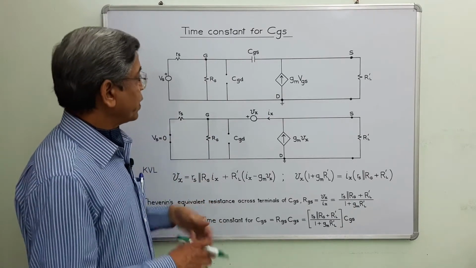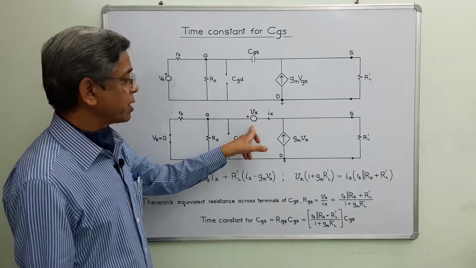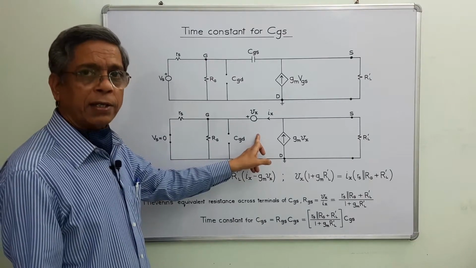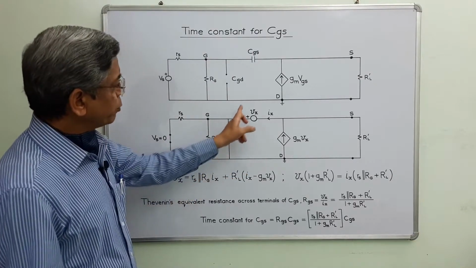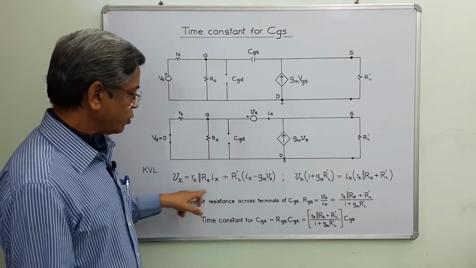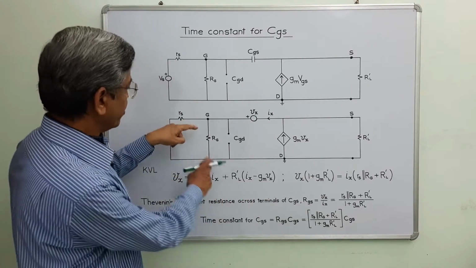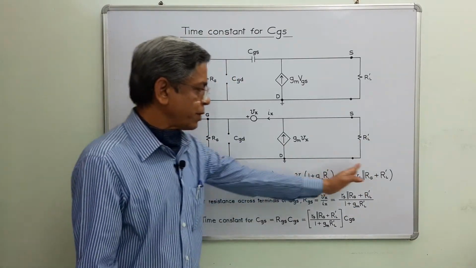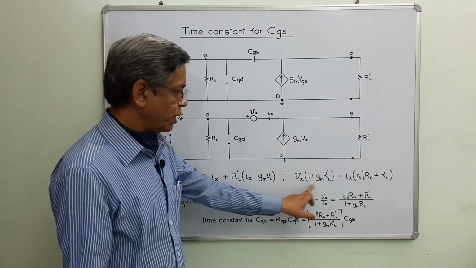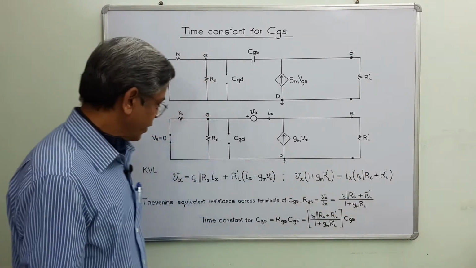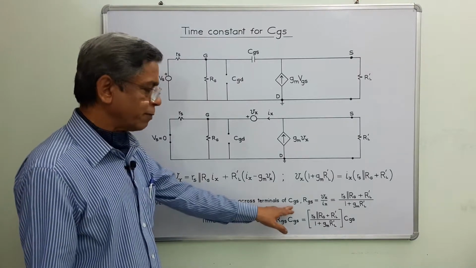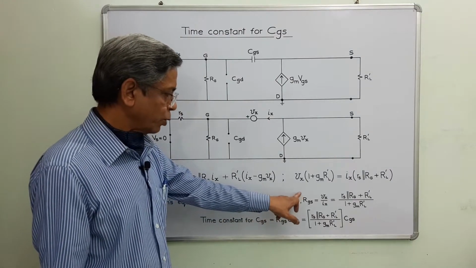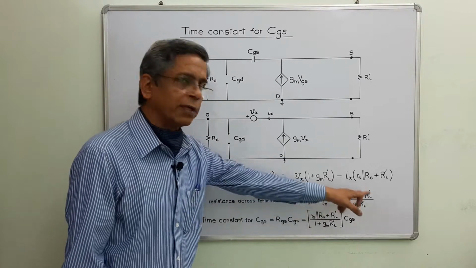As per Thevenin theorem, I have to replace this capacitor by a test voltage and set the input voltage equal to 0. Considering this loop and writing as per Kirchhoff voltage law, this potential difference is equal to the sum of these two potential differences. This one is across the combination of RS and RG, and this is across RL dash. And this is the expression concerning test voltage and test current. From this expression, we get the Thevenin equivalent resistance across the terminals of CGS, or the resistance seen by this internal capacitor, that is equal to RGS. This is Vx divided by Ix, and this is the expression.